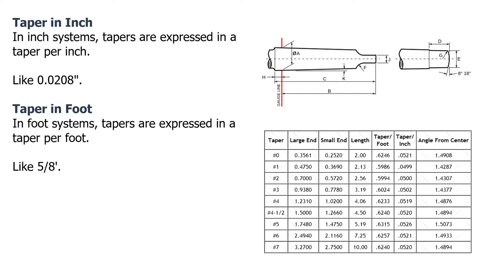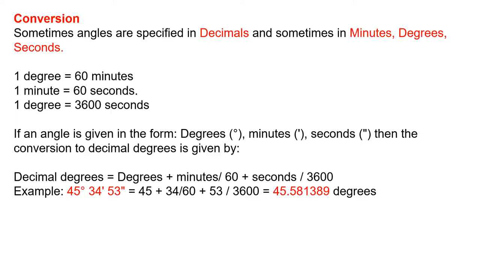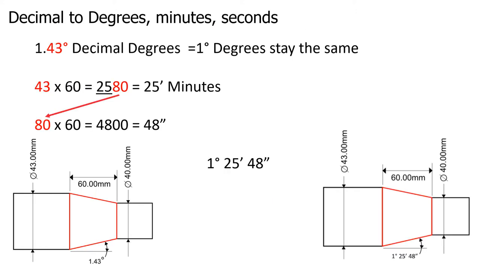In this table, the taper is also specified as an angle. Angles can be specified in 2 ways: decimal angles and angles in degrees, minutes, and seconds. Depending on the drawing and information that we're working from, sometimes we have to convert back and forward from these 2 methods of displaying angles.